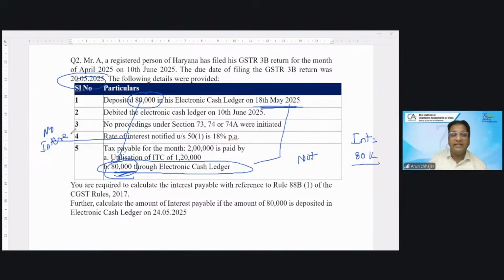So effectively, I can say the interest would not be applicable neither on 2 lakh nor on 80,000 nor on 20,020. So in this case, interest will not be levied at all. Is it clear? Please confirm once so that we can proceed to the next question.